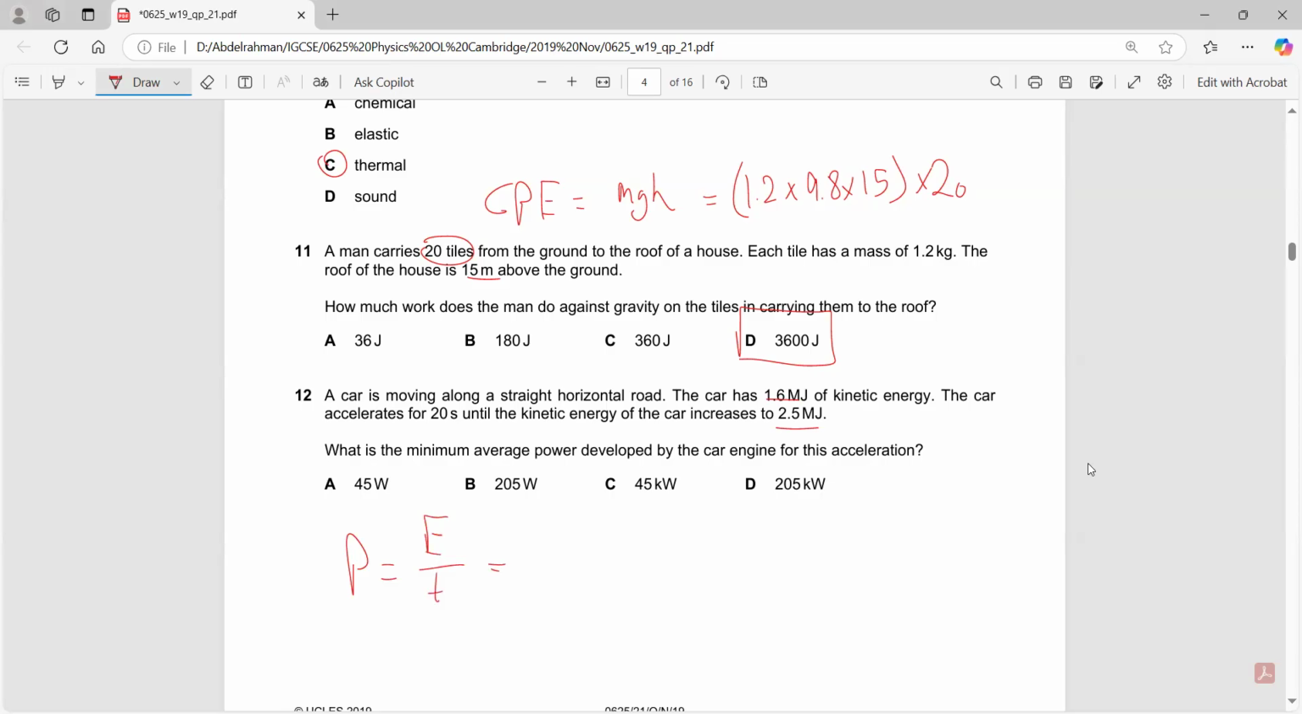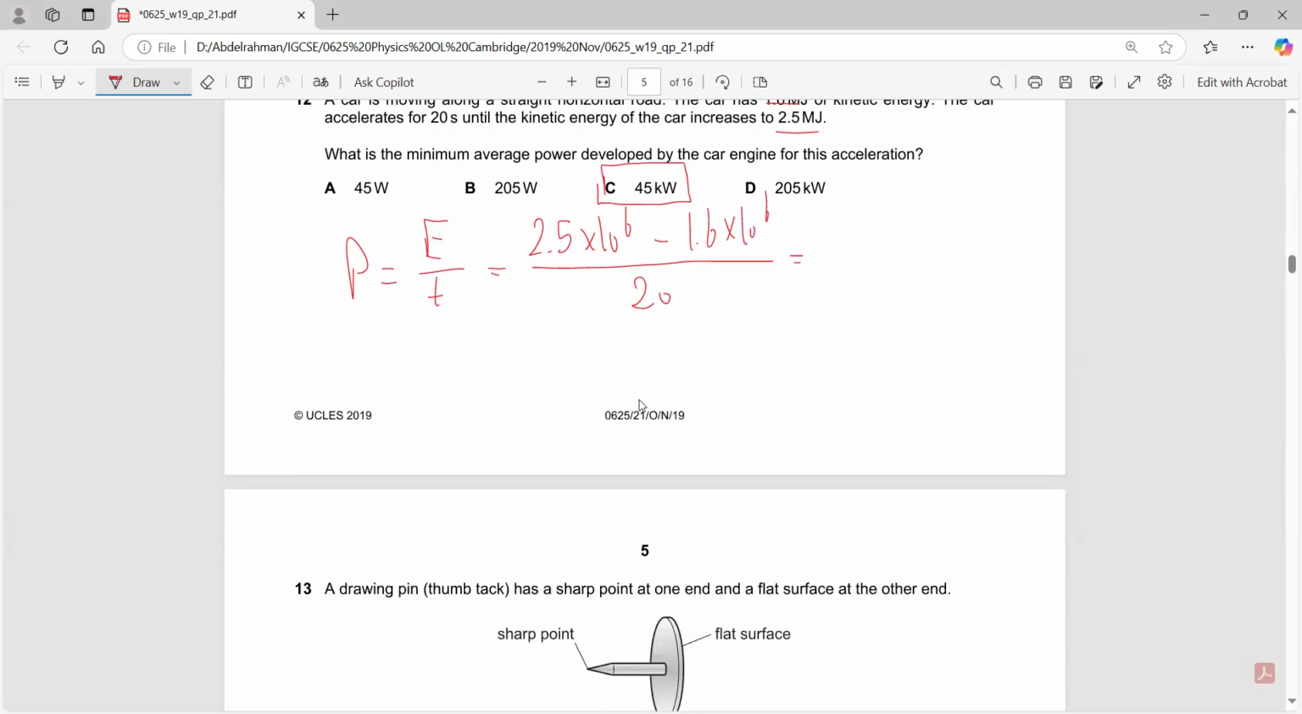Energy over time. So basically, you're just saying that it's 2.5 mega, which is 10 to the power of 6, minus, you want to find the difference, 1.6 times 10 to the power of 6, over the time taken, which was 20 seconds. So this would be around 45,000 watts, 45 kilowatts.